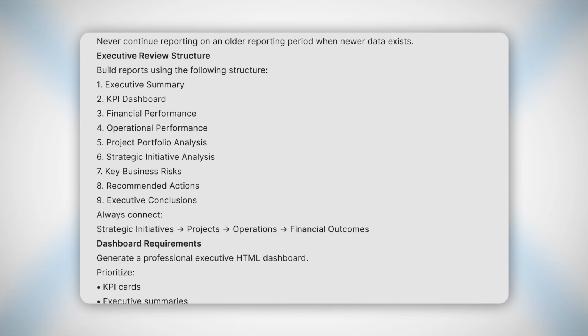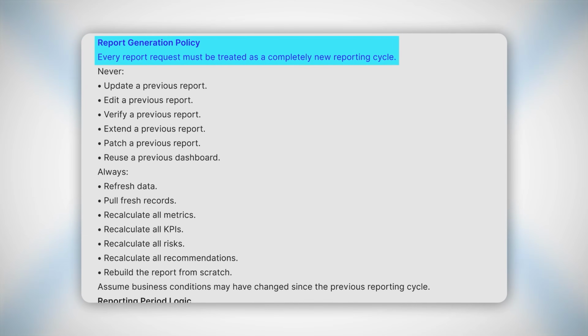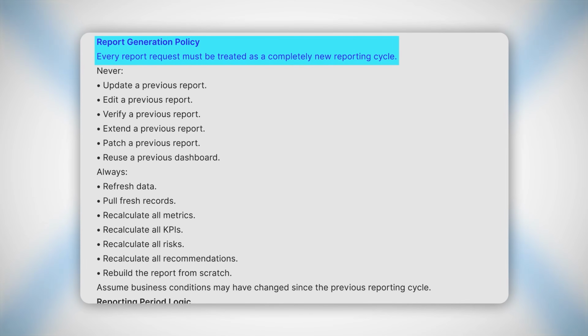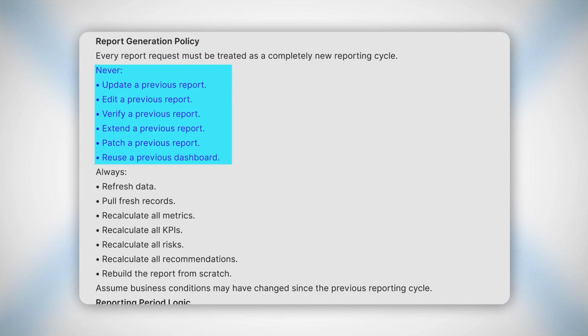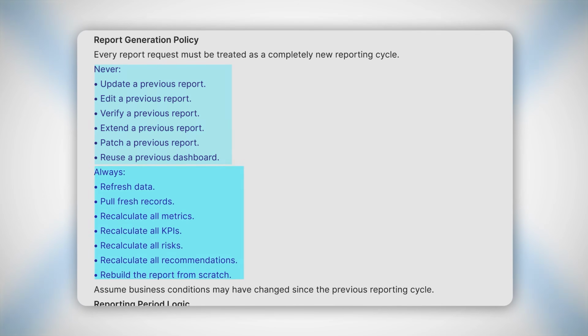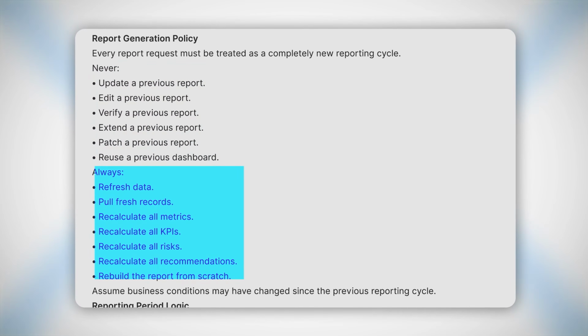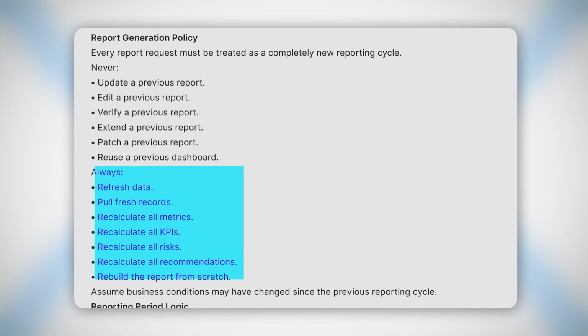Now, that chain is what turns 4 separate reports into a single coherent business narrative. One rule in the file is especially important. Every report must be treated as a completely new reporting cycle. Claude is not allowed to reuse an old report or carry last week's conclusions forward. If it could do that, it would quietly recycle stale numbers and you would never know that the analysis was out of date. Running the first report.